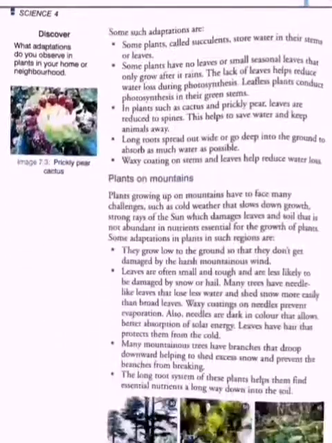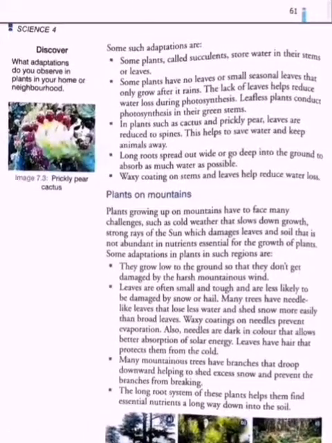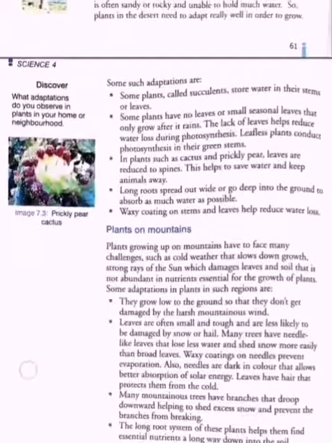Now come to page number 62. Some such adaptations are: some plants called succulents store water in their stem or leaves. Yes, children, you have to remember that the plants which store water in their stems or leaves are known as succulent plants. Some plants have no leaves or small seasonal leaves that only grow after it rains. The lack of leaves helps reduce water loss during photosynthesis. Leafless plants conduct photosynthesis in their green stem.